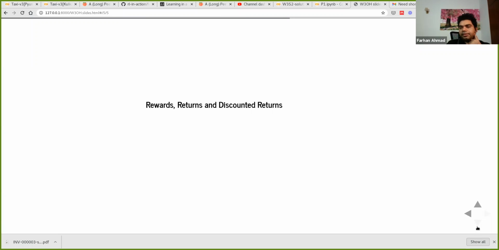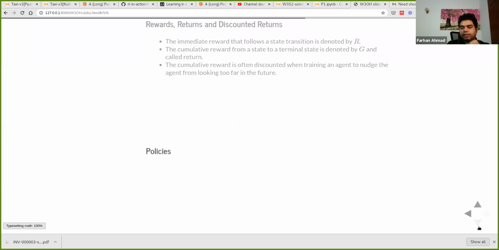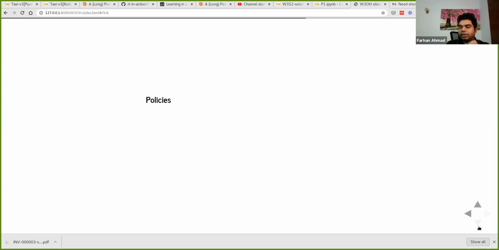Right, reward, return, discounted return, we have spoken about it at length, so I'm going to skip over this. There is some notation over here which we already saw in the previous session. So R was the reward and G was the return. And of course, we have seen what discounting is.